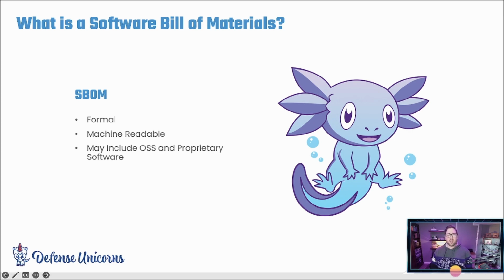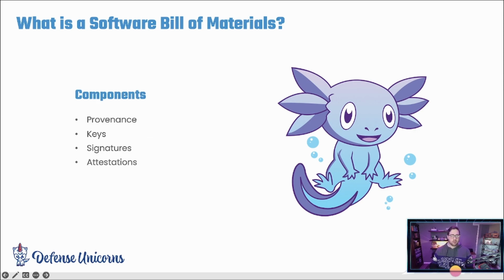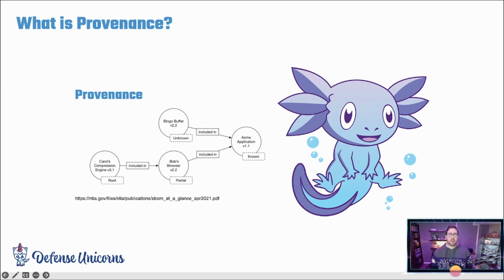It is a formal specification. There are many different types of formal specifications of SBOMs. It is machine readable, and it can contain both open source and proprietary software. It has a number of components. This includes software provenance, keys, signatures, and attestations. What is software provenance? Software provenance is all of the authors, known or unknown, as well as dependencies of a piece of software. So all of the dependencies of that software.